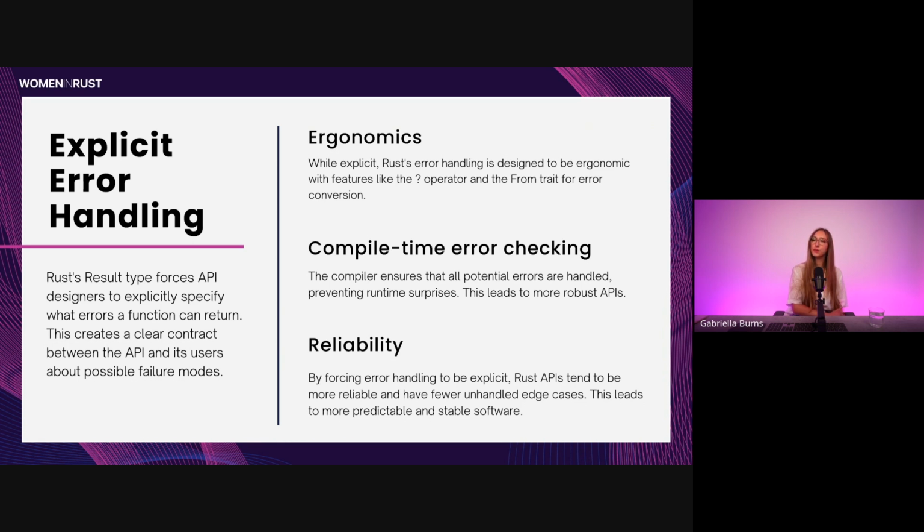Finally, we have the reliability. By forcing error handling to be explicit, Rust APIs tend to be more reliable and have fewer unhandled edge cases. So this leads to more predictable and stable software.